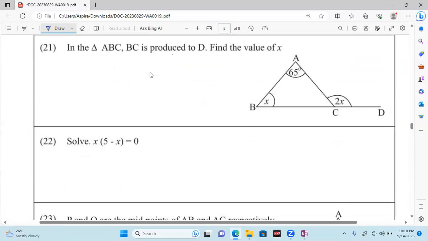21. In the triangle ABC, BC is produced to D. Find the value of x. We know that the exterior angle formed by producing one side of a triangle is equal to the sum of the two interior opposite angles. Then 65 add x equals 2x. This is the relationship that we can obtain by the theorem. So 65 is equal to x.